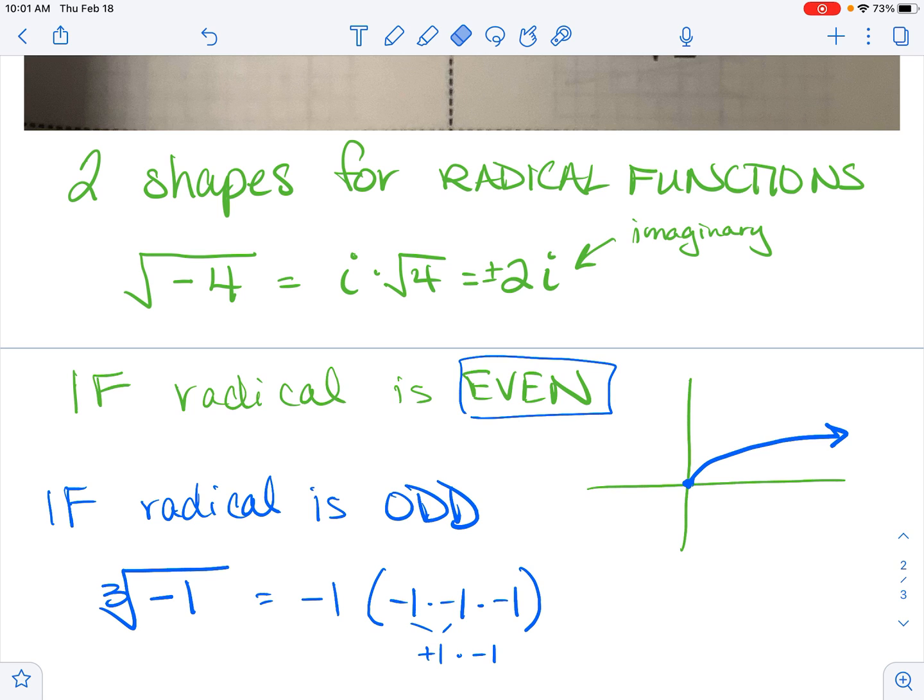So if the radical is odd, meaning if the root is 3, 5, 7, 9, then the graph is going to look a little bit different because it's going to have both positive and negative values. So again, it's going to go through the origin and it's going to look the same for the first half, but then it's going to do the same kind of flip. So this is a square root radical, this is a cube root radical.